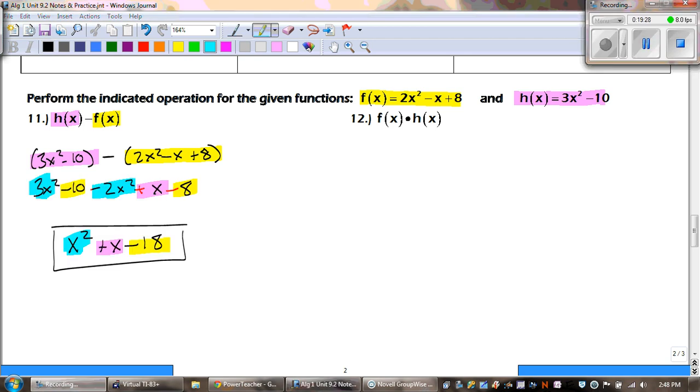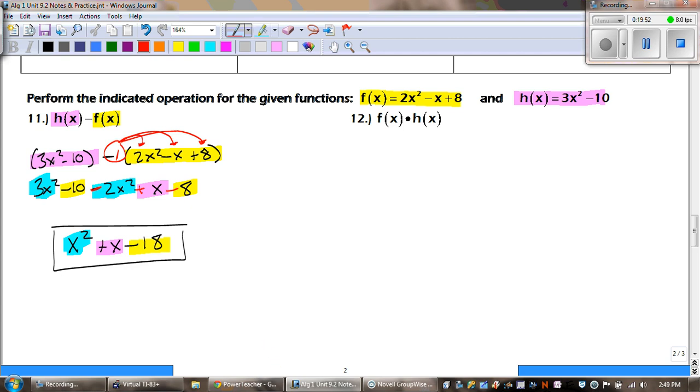Okay, so just remember that when it's subtraction, you have to distribute a -1 to the back. Okay? And that's why all of my signs were different. And then when we combine it, we get x squared plus x minus 18.